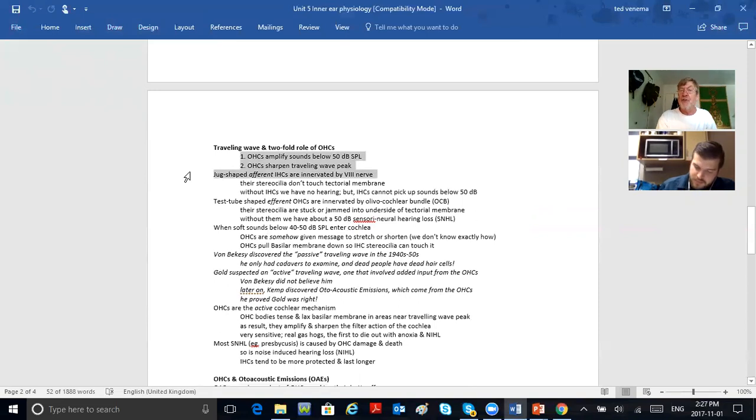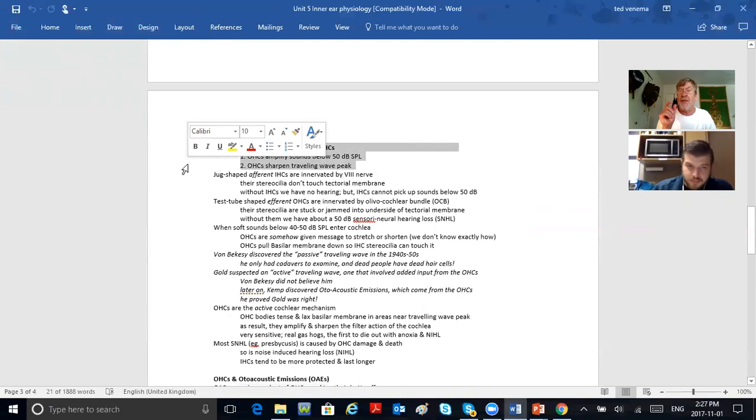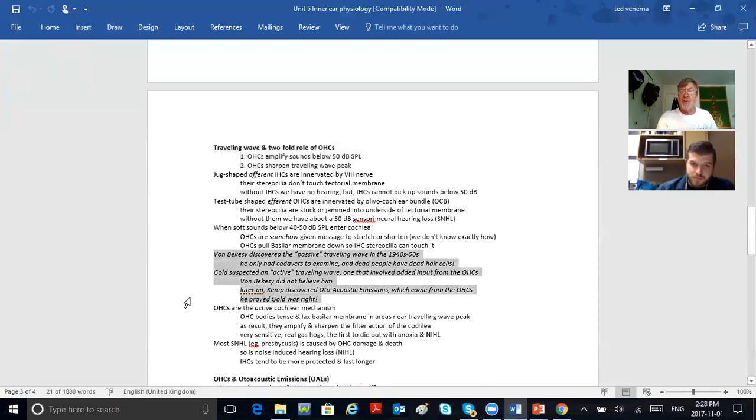Traveling wave and the twofold role of outer hair cells. They amplify and they sharpen. No kidding. I think we hammered that puppy down pretty good. We talked about von Békésy and Gold. Here you go. That's where it's highlighted. Have a read. It's all in there. Outer hair cells are the active cochlear mechanism. Okay, they sharpen the traveling wave.